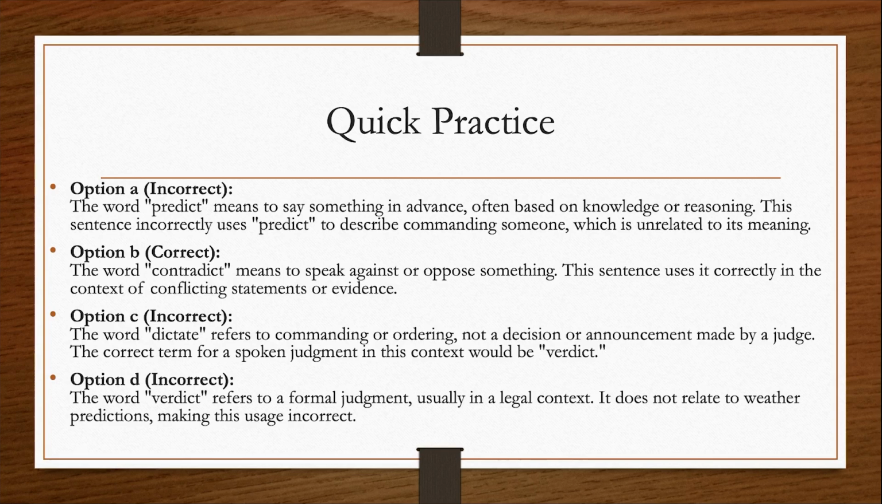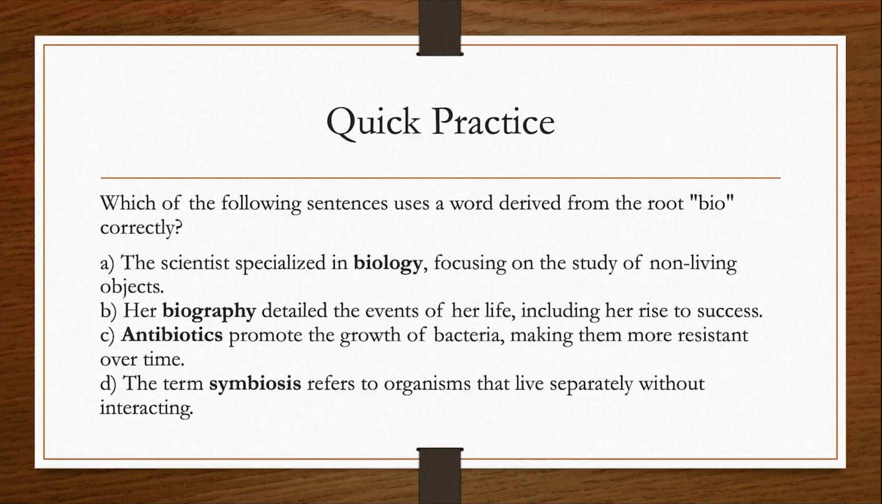Option D, the word verdict refers to a formal judgment, usually in a legal context. It does not relate to weather predictions, making this usage incorrect. So we are left with option B. The word contradict means to speak against or oppose something. And this sentence uses it correctly in the context of conflicting statements or evidence.